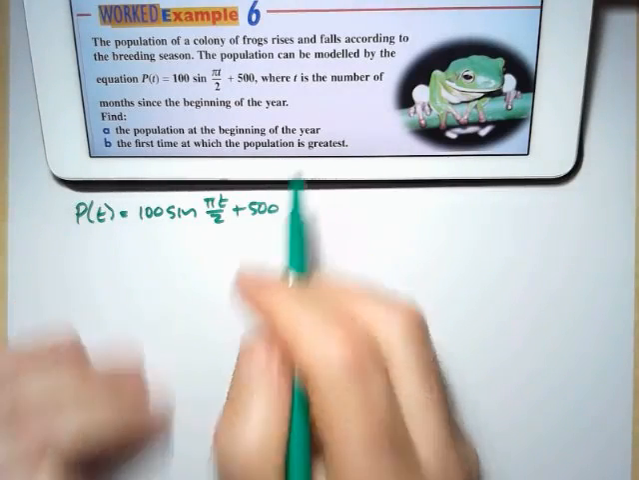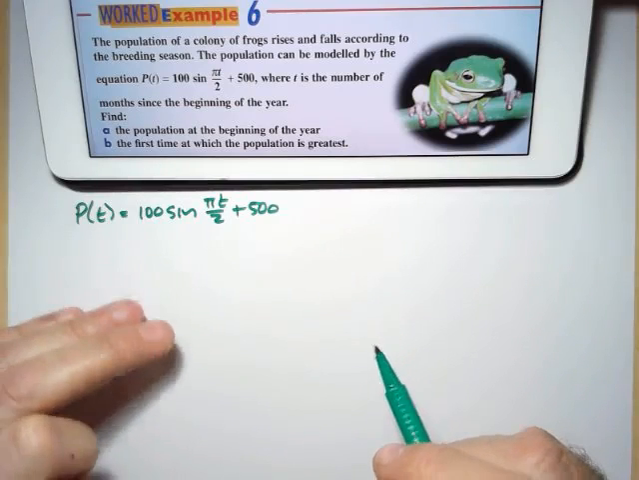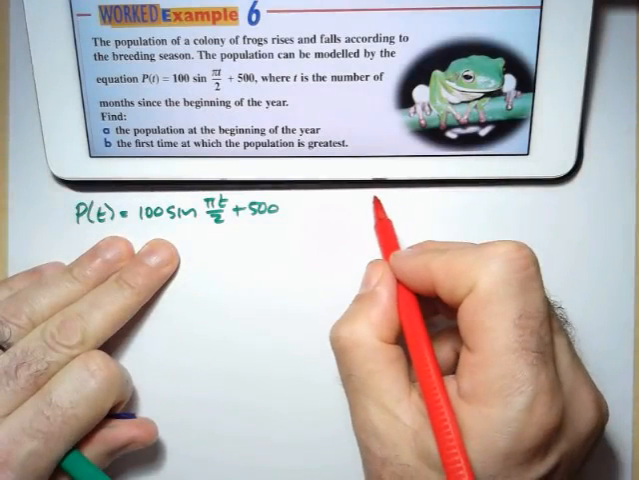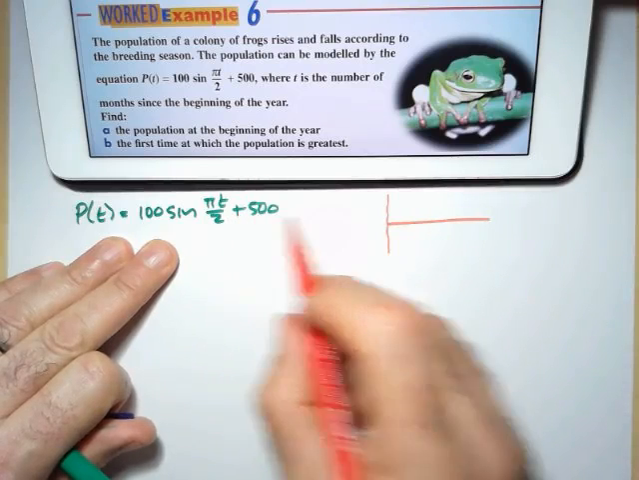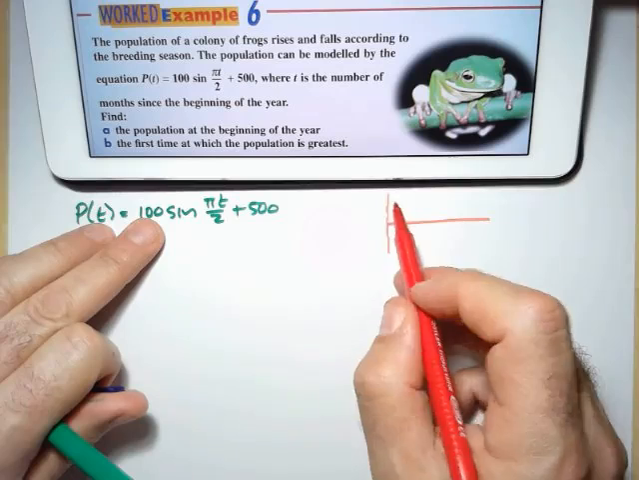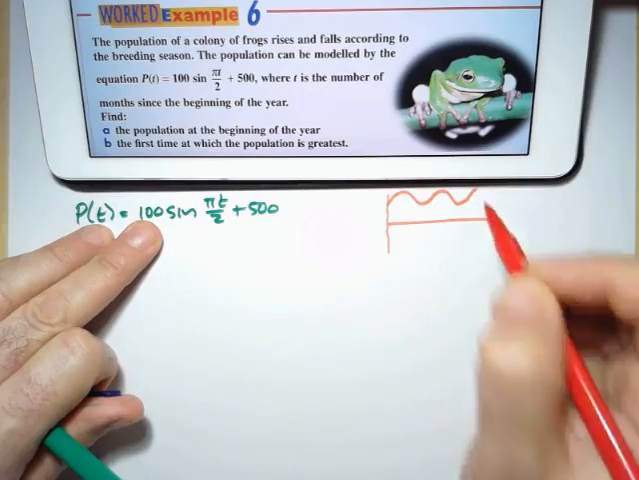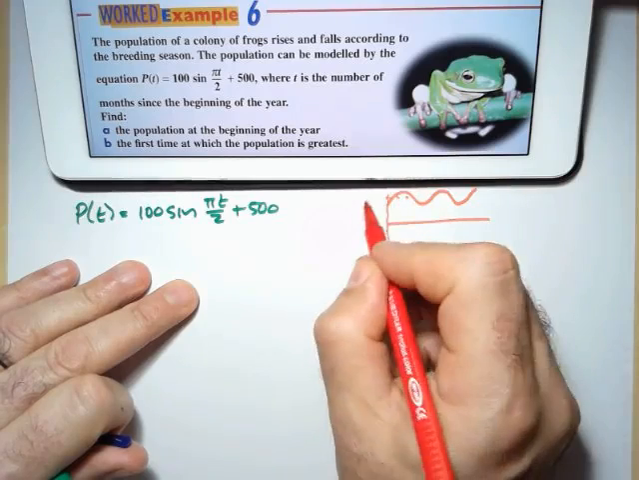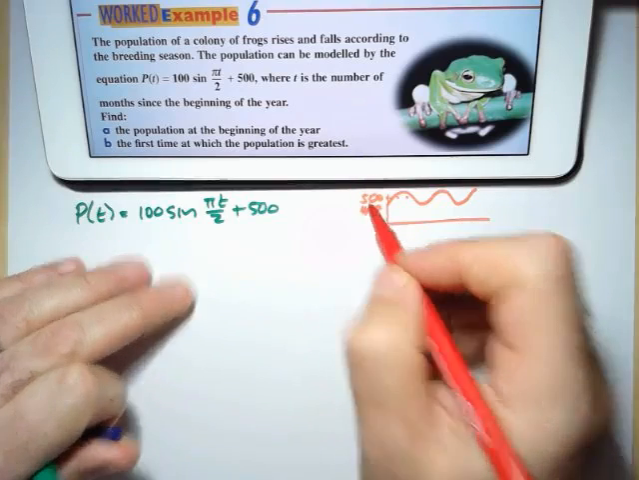So the moment it says greatest, we're looking at maximum, minimum, and you know how we work with minimums and maximums. We use a derivative. Just to give you a quick idea what this graph is all about: it's a sine graph, moved up 500, and the amplitude is 100. The middle is going to be at 500, the bottom at 400, and the top at 600.